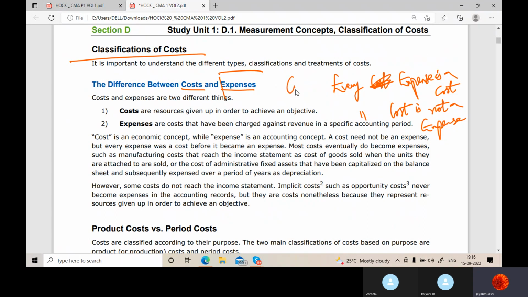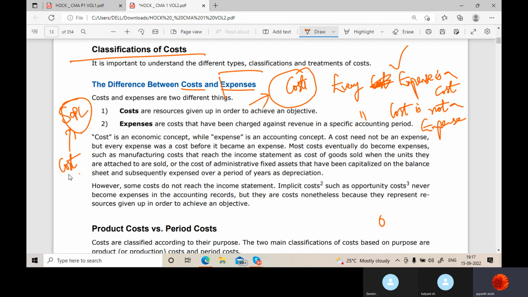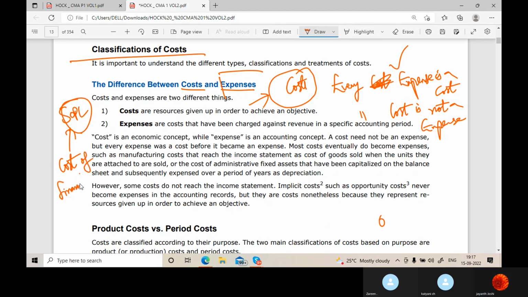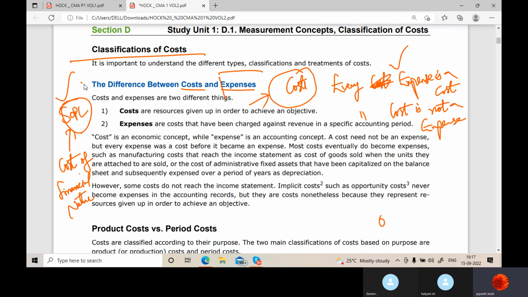What do you mean by an expense? Some costs which you can show in the statement of profit or loss, or profit and loss account, are definitely expenses. But not every kind of cost can be shown there. What you can show in the statement of profit or loss is a cost of a monetary, financial nature.